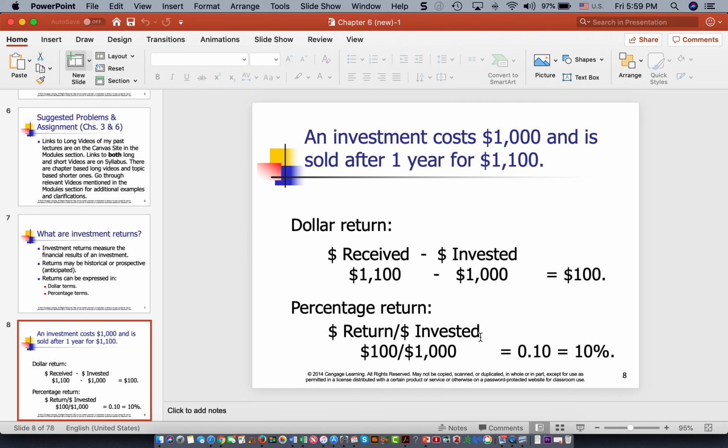It is ending value minus beginning value divided by beginning value. So ending value is 1,100, beginning value is 1,000, divided by 1,000. If you invest 5,000 and I invest 1,000, you will get lots more dollars than I do just because you spent more, yet our returns can be the same.